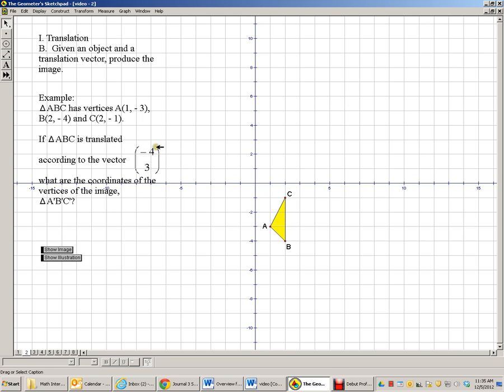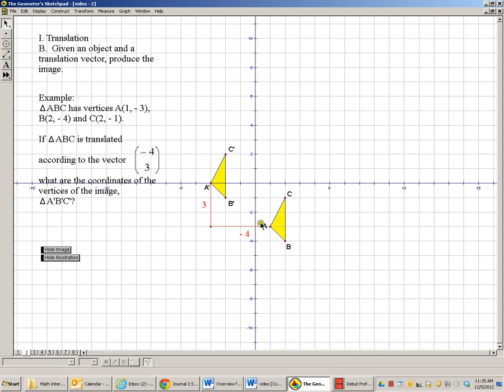Really, this translation vector is just a roadmap for you. Very easy. The first number is the x direction that you need to move your shape, and the second number is the y direction that you need to move your shape. So if we translate triangle ABC according to this translation vector, clearly then this becomes our image.